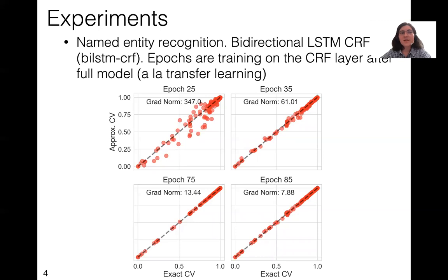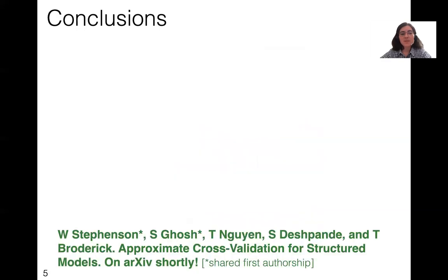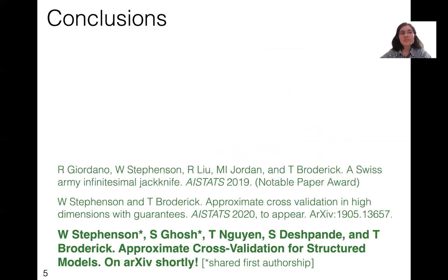I'll encourage you to check out our paper for more experiments. Here's the information. It should be up on the archive soon. In fact, it might even already be up by the time we're actually all meeting together. In the meantime, you can check out our previous papers in approximate cross-validation. These lay important groundwork in the case of independent data that I discussed earlier.